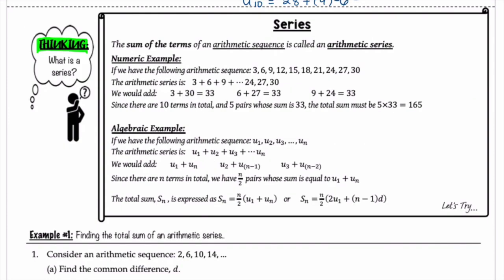What is a series? The sum of the terms of an arithmetic sequence is called an arithmetic series. Numeric example: if we have the following arithmetic sequence, 3, 6, 9, 12, 15, all the way to 30, the arithmetic series would be 3 plus 6 plus 9 plus everything all the way to 30.